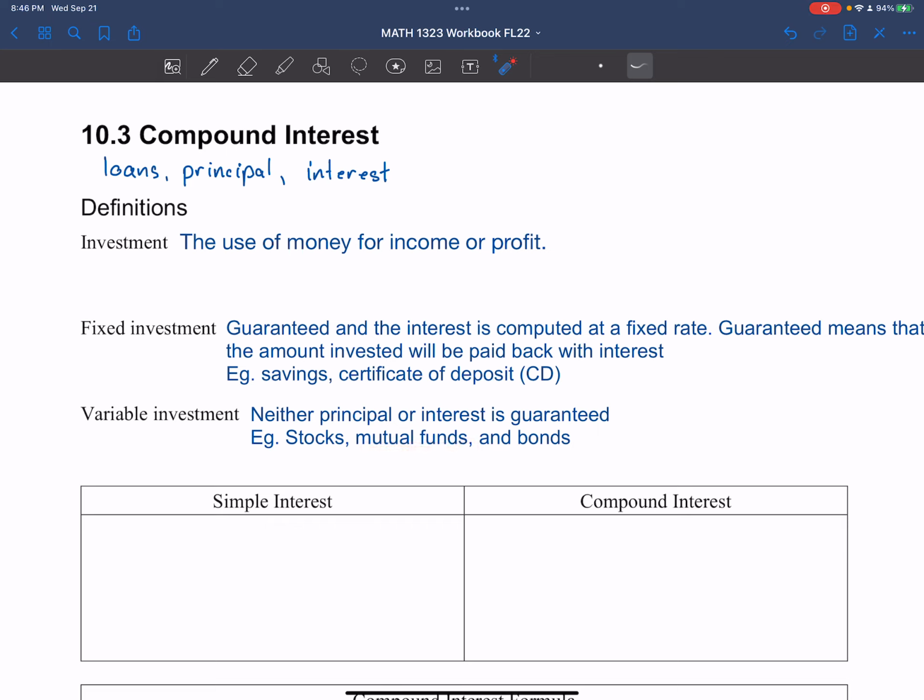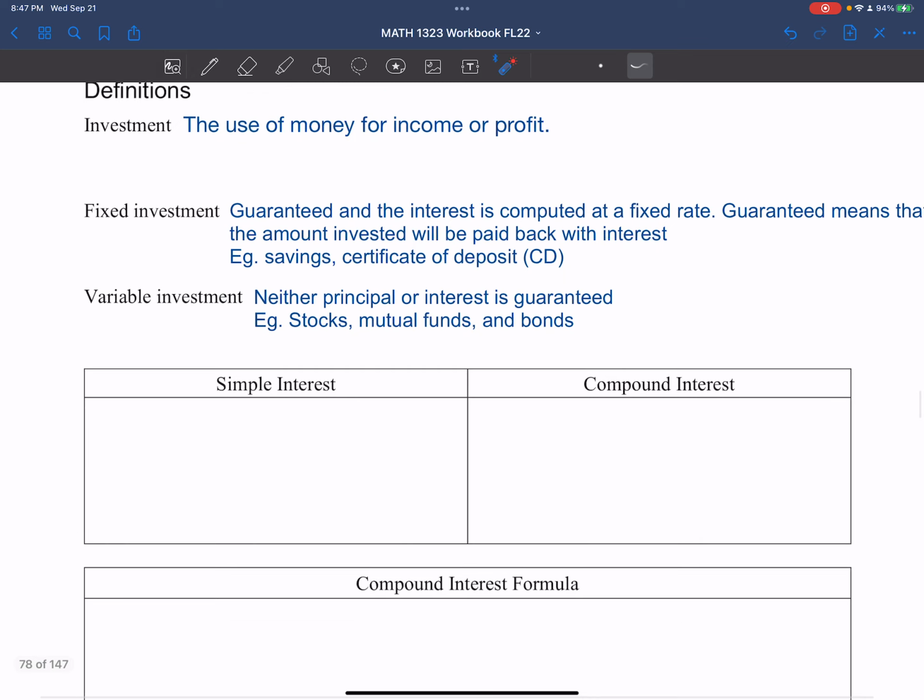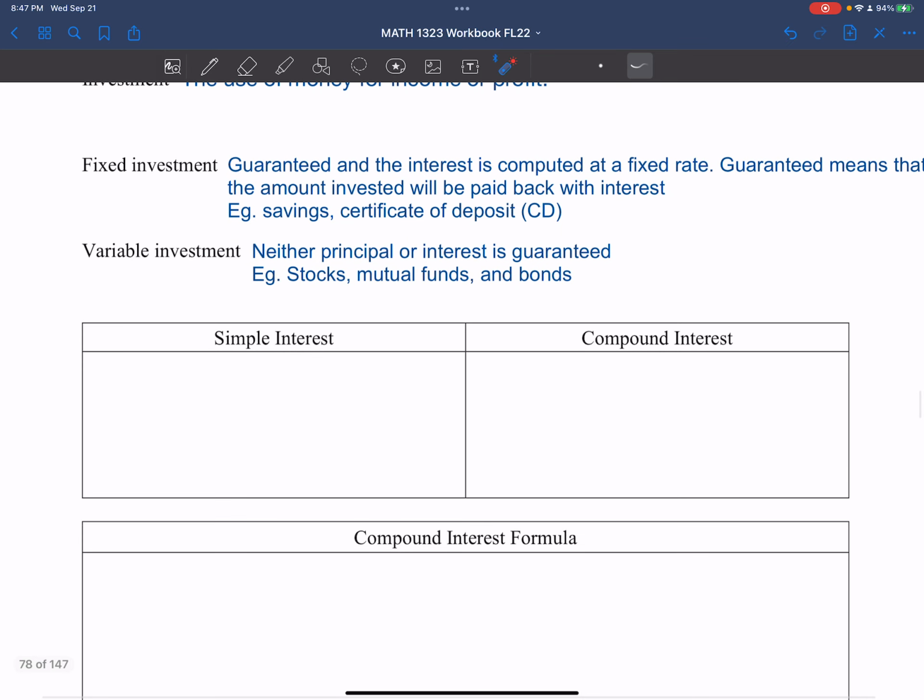Some people really watch the stock market because it's almost a little bit like gambling. I've heard the stock market called the rich man's gambling. But there are safe ways to invest in the market, and typically mutual funds is one way. Not as risky, but they're still risky. It is a variable investment.